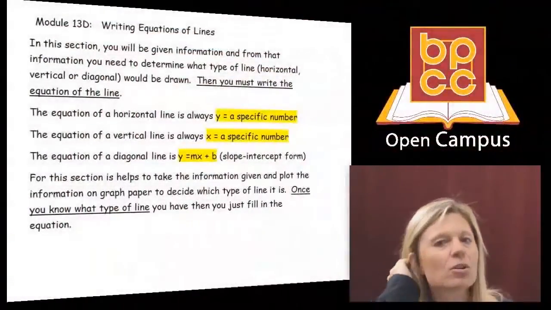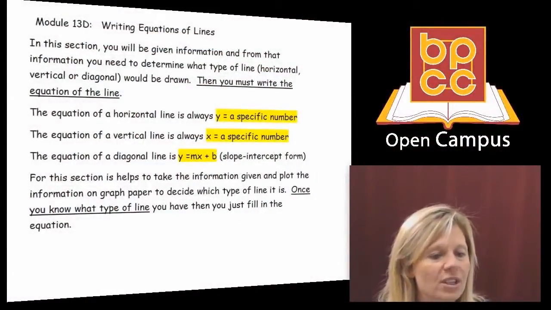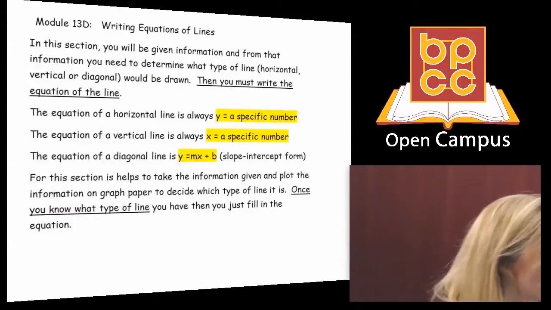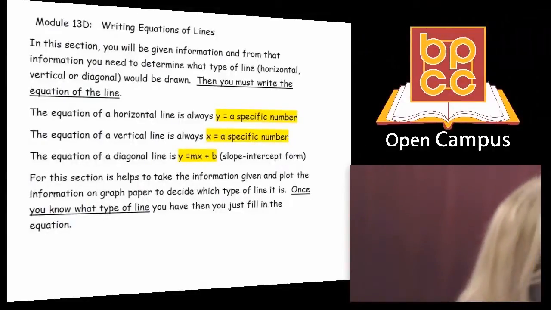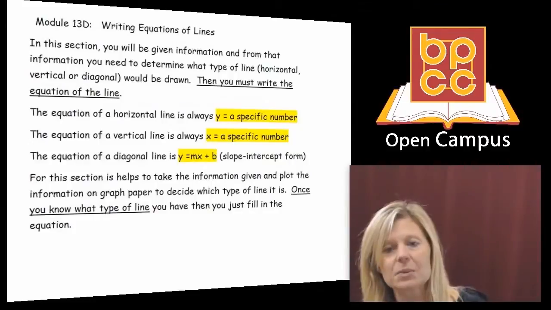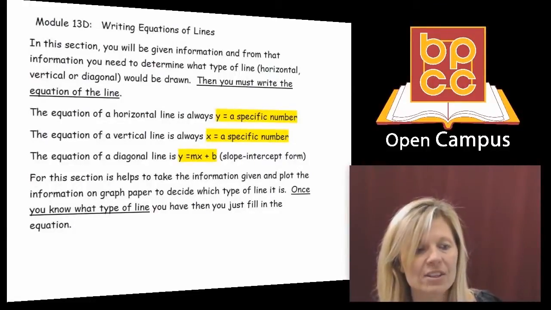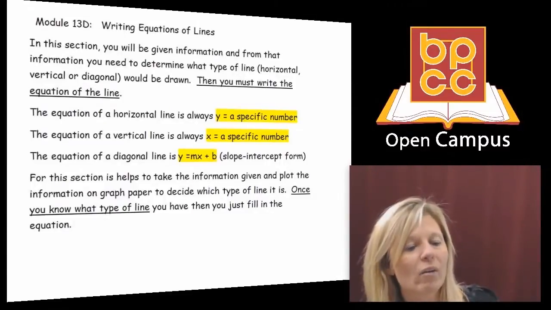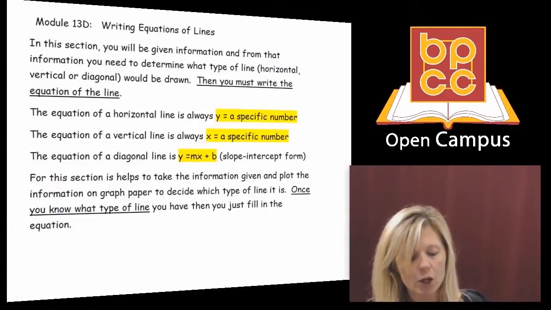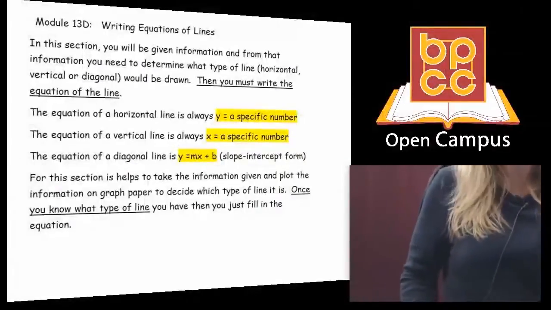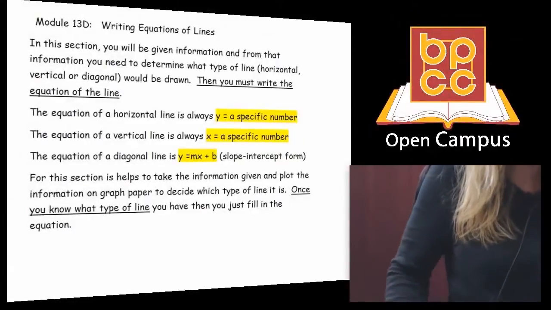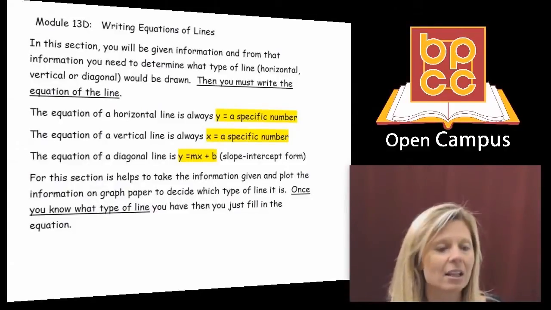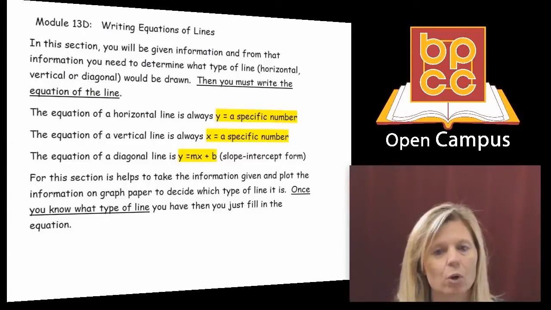If you look here in the class notes, the directions for this whole section are to write an equation of a line. You cannot write an equation of a line until you know for sure what type of line it is. And to know what type of line it is means you have to know if it's going to be horizontal, vertical, or diagonal. We already discussed this. If it's a horizontal line, you're going to write the equation with the letter Y. Y always goes with a horizontal line. If it's a vertical line, you're going to use the letter X. And if it's a diagonal line, you're going to have both variables, X and Y, in your equation.